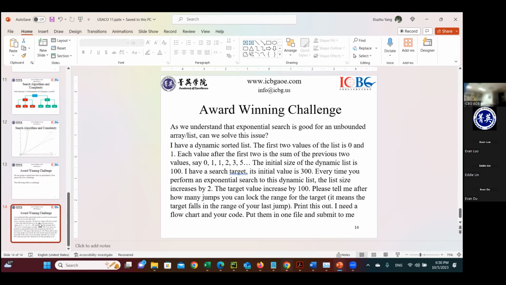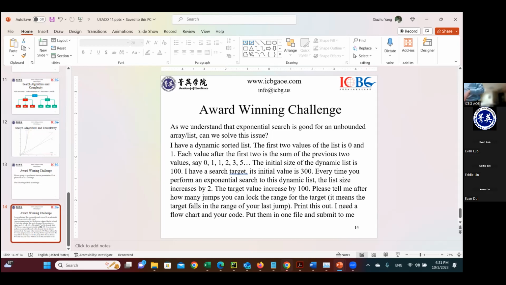So as we understand this, for an unbounded array, can we solve it? So what is the equivalent of this one? Each value after the first is the sum of the previous 2 values. You see, the middle one, that's the first value. 1, 2, 3, 5, 8. Okay, it's the Fibonacci number.